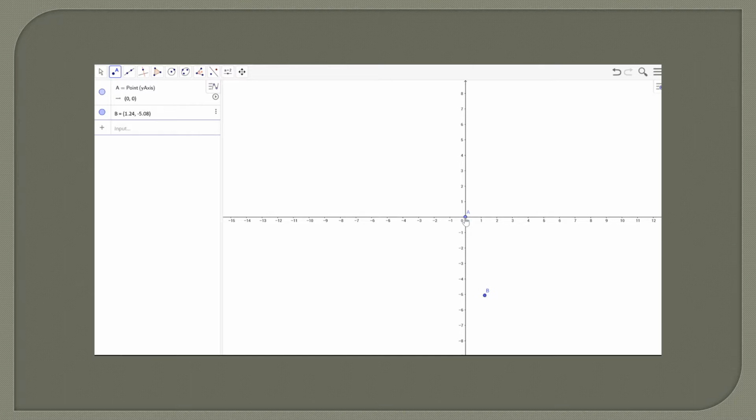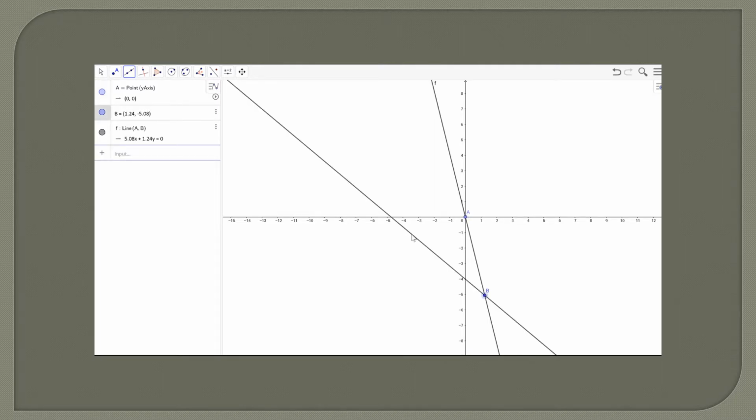But let's go to our line tool and draw a line through these 2 points. And there's a graph roughly representing y equals -5x. It doesn't want to let me go.